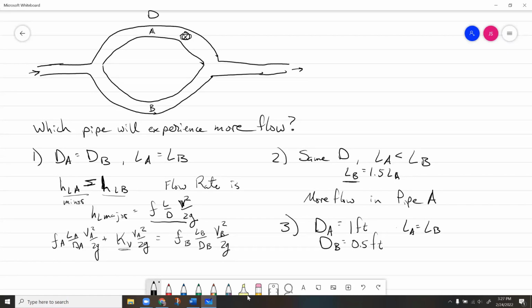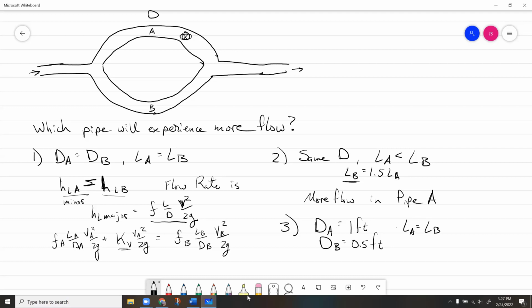It could be. I think you'd have to do the math, and I'm sure there's a way where you could balance the length and the diameter, if they're going to be different, in a way that would get you equal flow rates. That'd be a great test question.